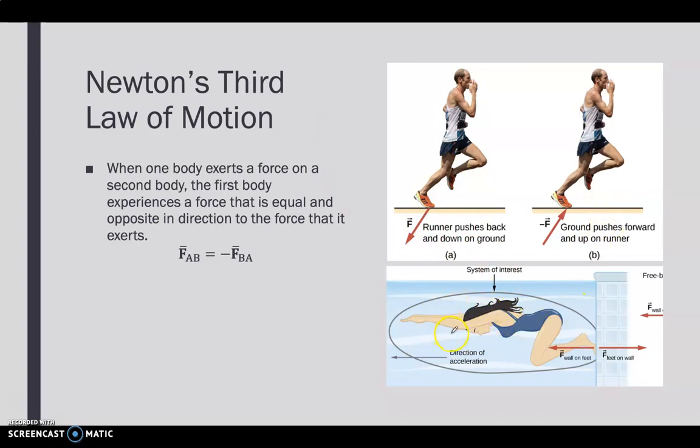Or we have this person swimming. She's the system of interest. Her feet push on the wall, and the wall pushes back on her feet. That's why these things don't move. And then we have the direction of acceleration here. Mathematically, the force of A onto B is equal to the negative of the force of B onto A.